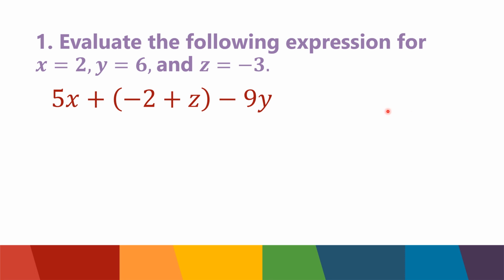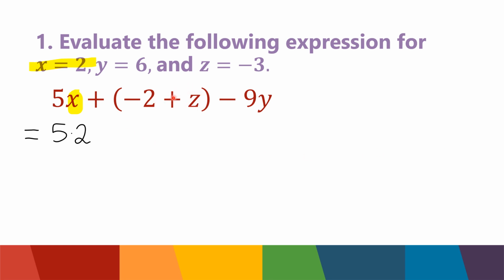All right, so here we have a little evaluate the expression problem. Evaluate the following expression for x equals 2, y equals 6, and z equals -3. Let's look at our expression. We have 5x plus negative, and then in parentheses, -2 plus z, close parentheses, minus 9y. Let's start plugging stuff in. So we have 5 times x. What was x supposed to be? X was 2, so replace that x with 2. So 5 times 2.